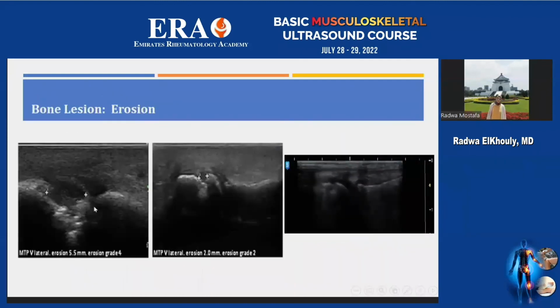Going to the bone lesion, you will see the erosion. Erosion is a defect in the cortex, but not a step up; it's going down. Here is the erosion in the first metatarsophalangeal joint, and we can measure the dimension of the erosion.